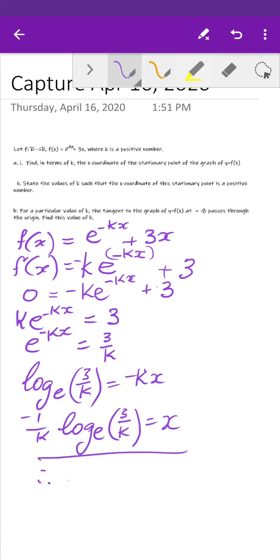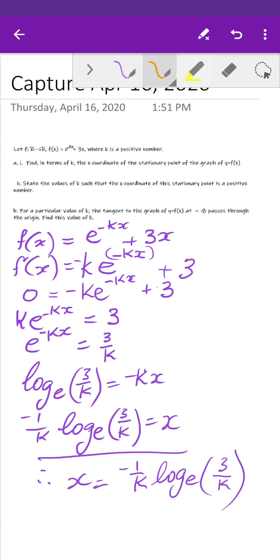So therefore x equals negative 1 over k, the natural log of 3 over k. And that will do. That's worth 2 marks. That's part 1.